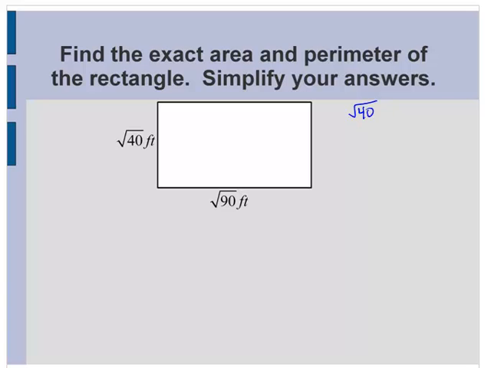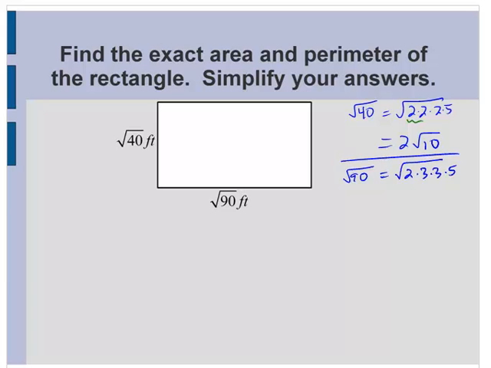The square root of 40, well, let's see, 40 is 2 times 2 times 2 times 5. So I've got a single perfect square factor here. I've got a 2. And so that would be 2 times the square root of 10. And then the square root of 90, using a similar process, that's the square root of 2 times 3 times 3 times 5. And I do see a perfect square factor there. And so I'd have 3 times the square root of 10. So I'm going to use those numbers instead.